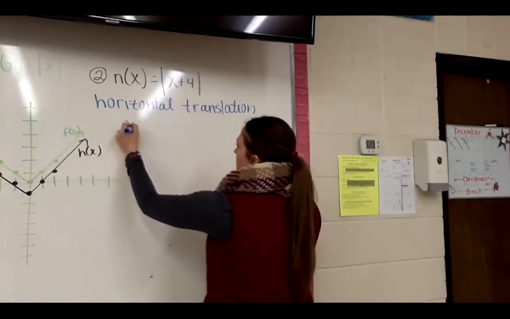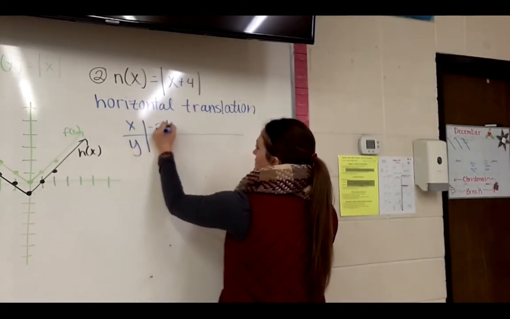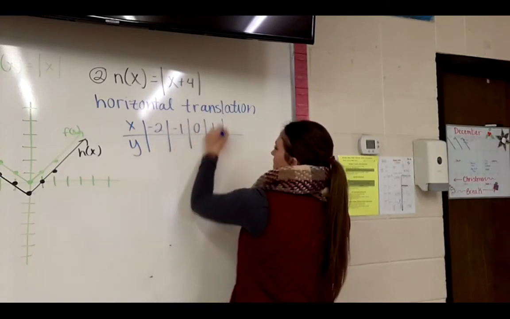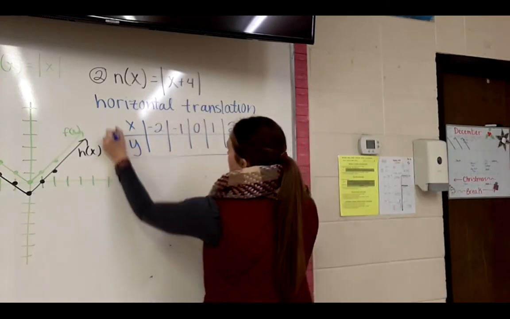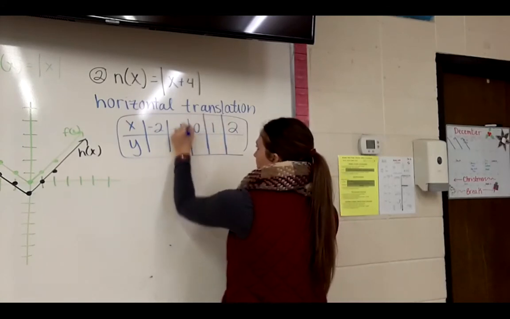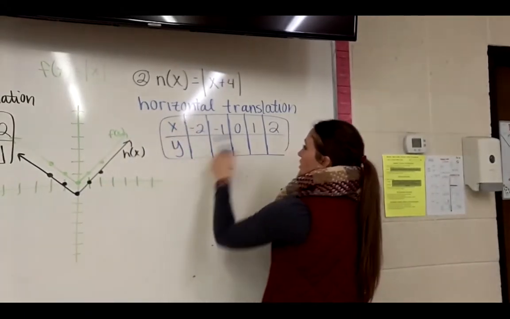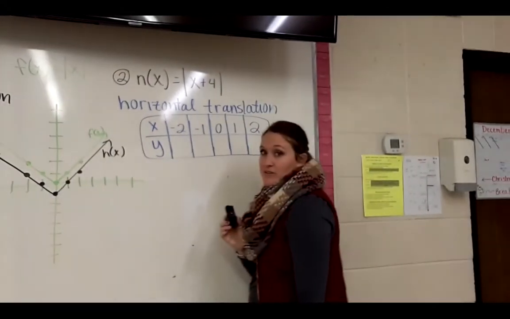Okay, so now I'll make a table. These are just my go-to numbers. It doesn't matter what numbers you use. Sometimes, as we'll get into later on, you've got to try and figure out where the vertex is, where it comes to a point and turns around, and sometimes you have to end up going further one way or another to figure out where that is.